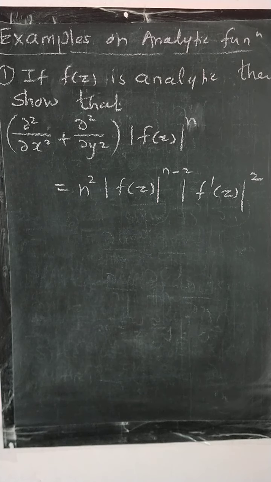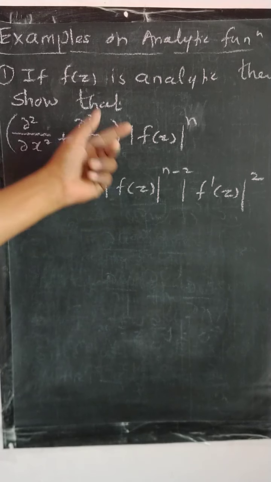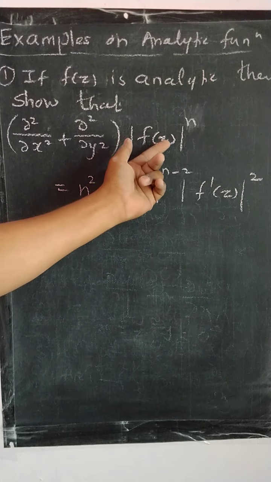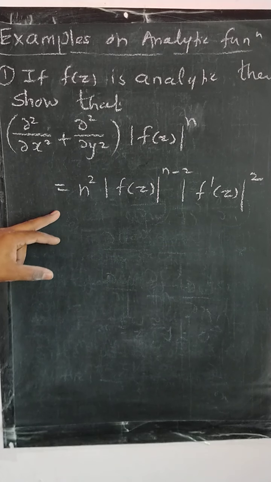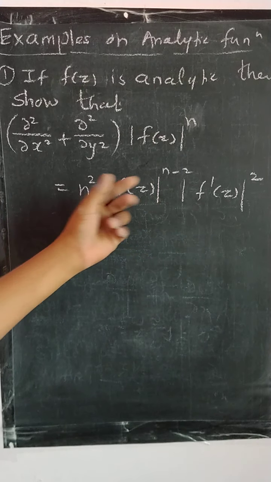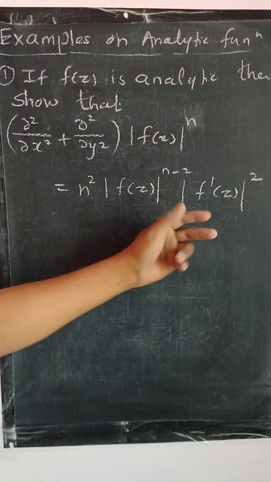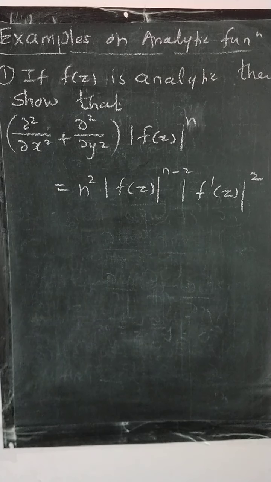Now let us discuss examples on analytic function. First example is, if f of z is analytic, then show that ∂²/∂x² plus ∂²/∂y² of |f(z)|^n is equal to n² |f(z)|^(n-2) into |f'(z)|².